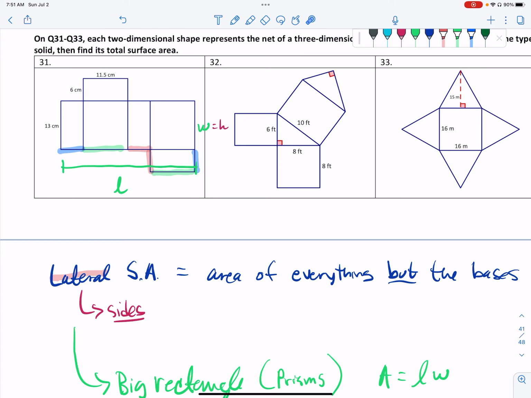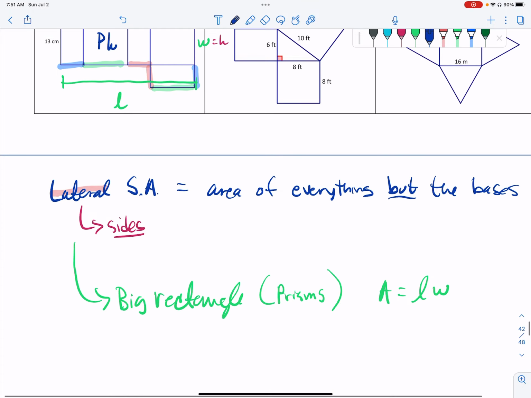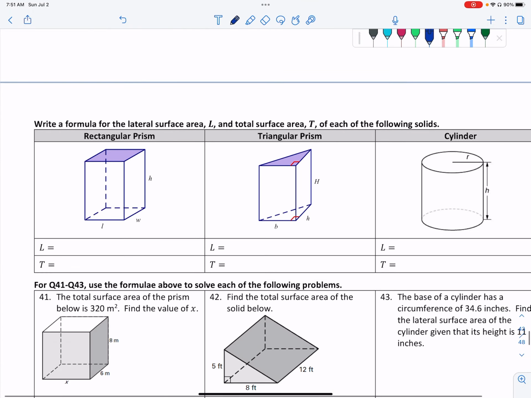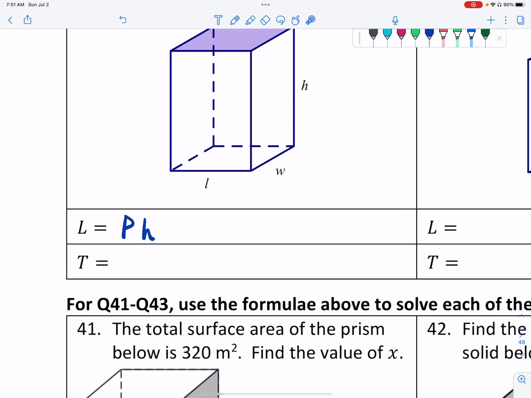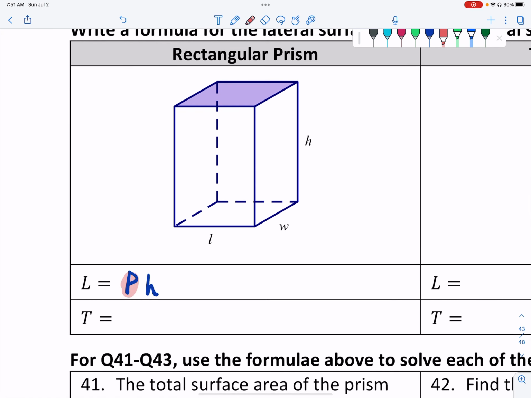So the area of this big rectangle, instead of saying length times width, it's going to be a big P for perimeter times the height. So let's go back down to our little formulas down here. Our lateral surface area is going to be P times H. And I'm going to make a little note here that the P stands for perimeter, specifically of the base.